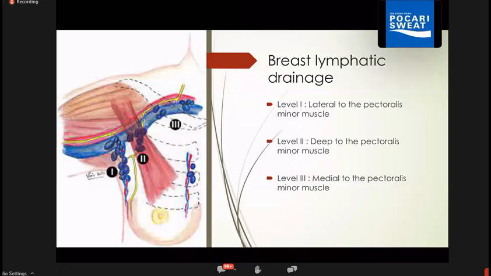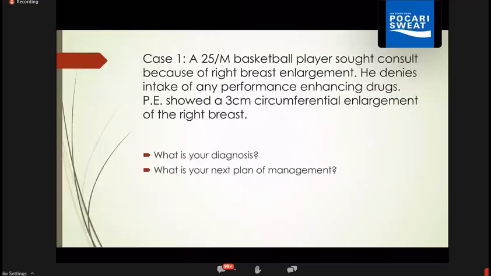Okay? Level 1 are all lymph nodes lateral to the pectoralis minor muscle. Level 2 are the ones deep, nasa ilalim ng pectoralis minor muscle. And level 3 are the ones medial, near the clavicle na, medial to the pectoralis minor muscle. These are very important, especially in managing breast cancer patients.